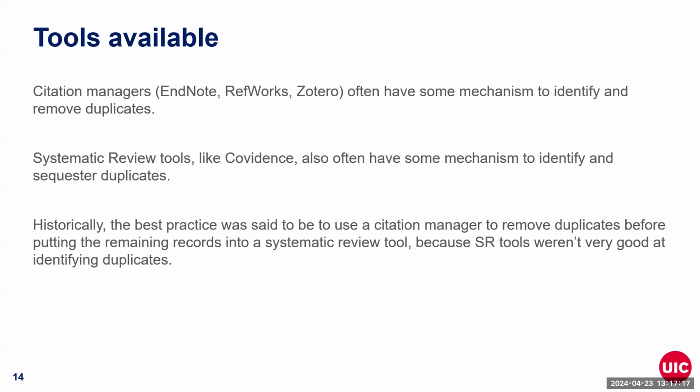Historically, librarians would usually have said that the best practice was to use a citation manager to remove duplicates before putting the remaining records into a systematic review tool, because systematic review tools for a while weren't very good at identifying duplicates, and we didn't have a lot of confidence in it. And honestly, the systematic review tool creators didn't either, and they'd say, we really recommend that you use something like EndNote to find duplicates ahead of time. We might be able to find some for you, but we're not confident yet in our processes.